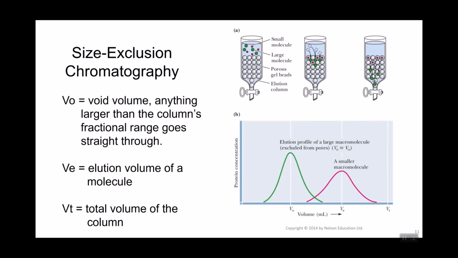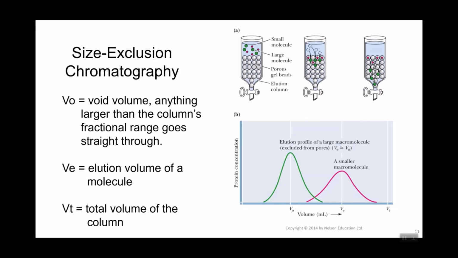Now, just to come back to our size exclusion column, when we measure what is coming off the column, you'll usually see data presented like this in an elution profile, where the volume of the buffer coming off of the column is plotted on the x-axis, and the concentration of protein is on the y-axis. When molecules go straight through the column, this is called the void volume, representing anything that is larger than the size of the pores and is not retained on the column.